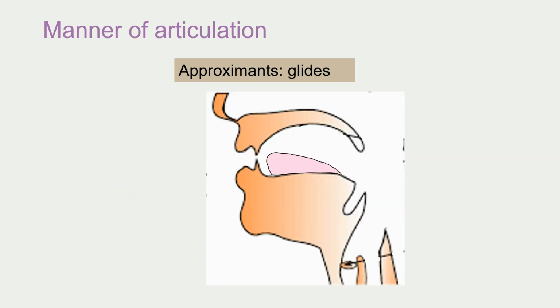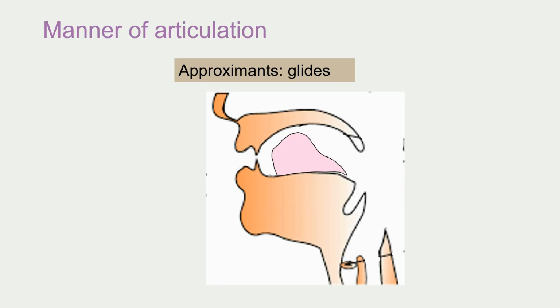Now, after the liquids, we also have glides. The glides are quite different from the liquids in terms of the fact that there's actually no contact made with any part of your apparatus. So we still get a very free-flowing air movement, but what the glides involve is a movement of something or other, and that's what produces this sound. Let's take, for example, the fact that with y, what you do is you move your tongue up towards the palate of the mouth there.